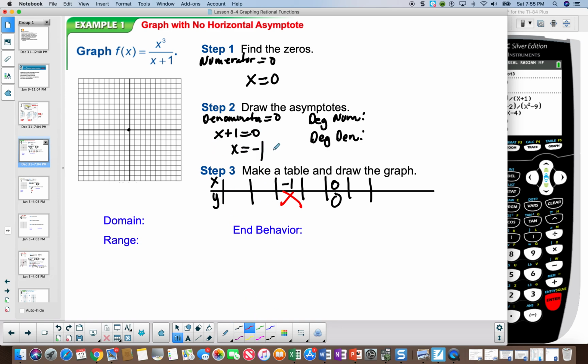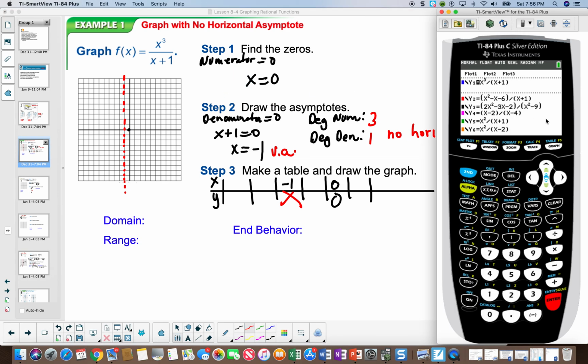So that tells us a vertical asymptote. So this will be the vertical asymptote. There will not be a value at x equal to -1. That's why I put a cross through this. Now the degree of the numerator over here is 3. The degree of the denominator is 1, and that tells me there are no horizontal asymptotes. So I'm going to go to my calculator now, take a look at the graph, but I already kind of have a suspicion what it looks like.